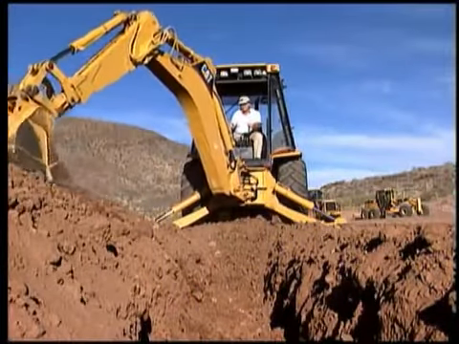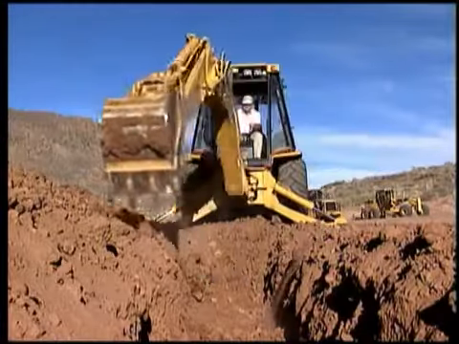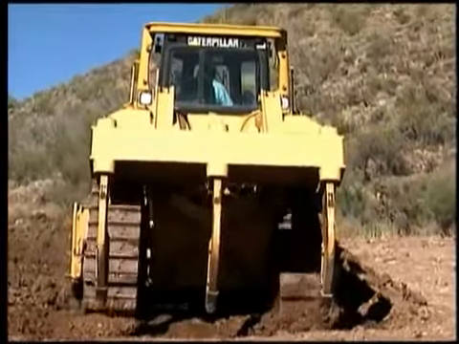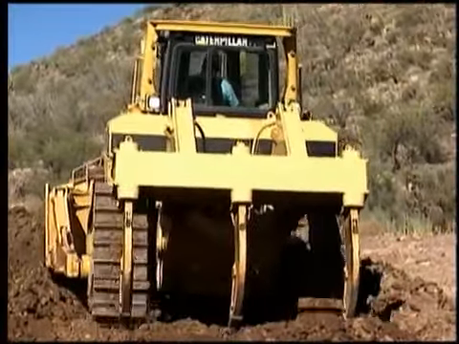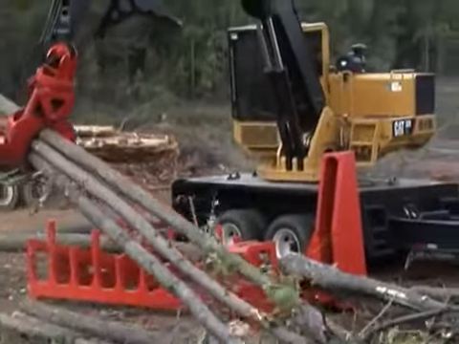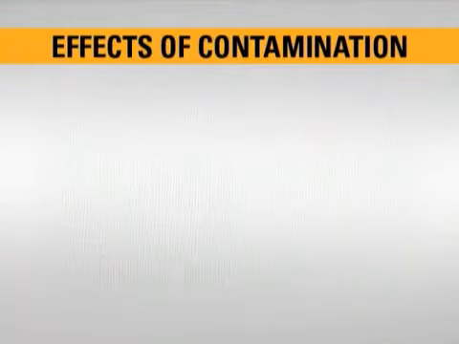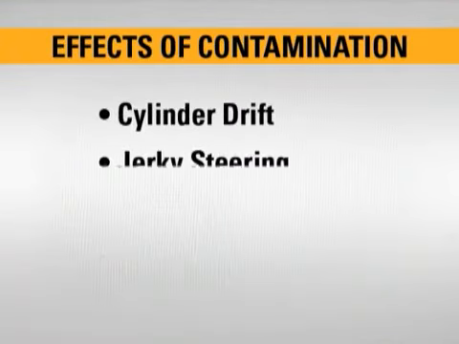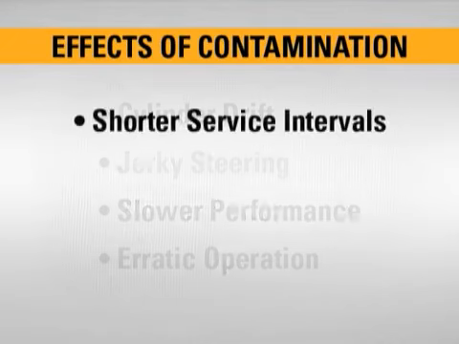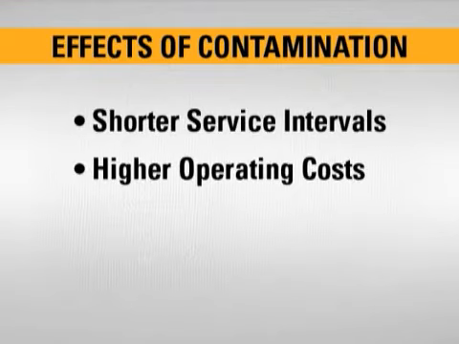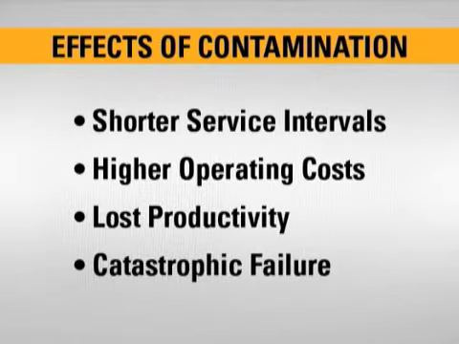Contamination can affect any machine with hydraulic capabilities. A hoe that swings too far on a backhoe loader, or one track that unintentionally runs faster than the other on a track-type tractor can be a sign of contamination. Equipment owners and operators also see other common effects of hydraulic system contamination, including cylinder drift, jerky steering, slower performance, erratic operation, shorter service intervals, higher operating costs, lost productivity, and possibly catastrophic failure.